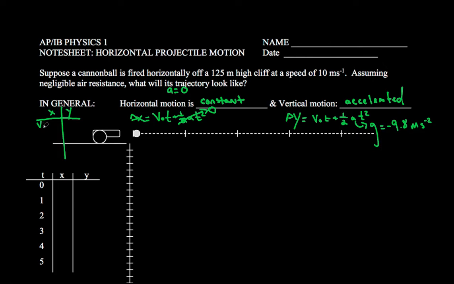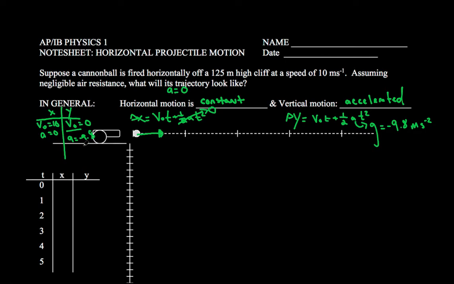In the x direction, my v0 is 10 and my acceleration is 0, and in the y direction, my initial velocity is 0. I want you to take a step back and think about what that means. If I draw a velocity vector on this cannonball, the instant it is fired, it is only moving in the horizontal. In other words, it's not moving in the vertical, and that's where the initial velocity of 0 comes from. My acceleration is a negative 9.8 meters per second squared.